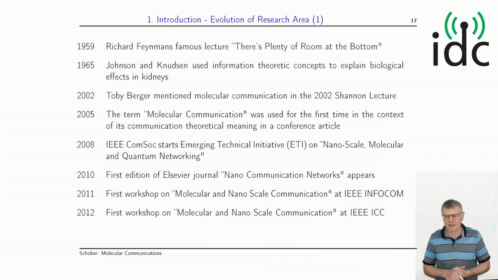Then there are many examples in the literature in recent and more distant years where communication theoretical and information theoretical concepts were used to explain biological effects, for example, in kidneys, in a paper by Johnson and Knudsen in 1965. But there are many other examples for other systems, right? But this is not really molecular communication, because in molecular communication we want to do the opposite, right? So we actually want to build synthetic molecular communication systems with the help of biological concepts, right? So it's sort of the other way around compared to what traditionally has been done.